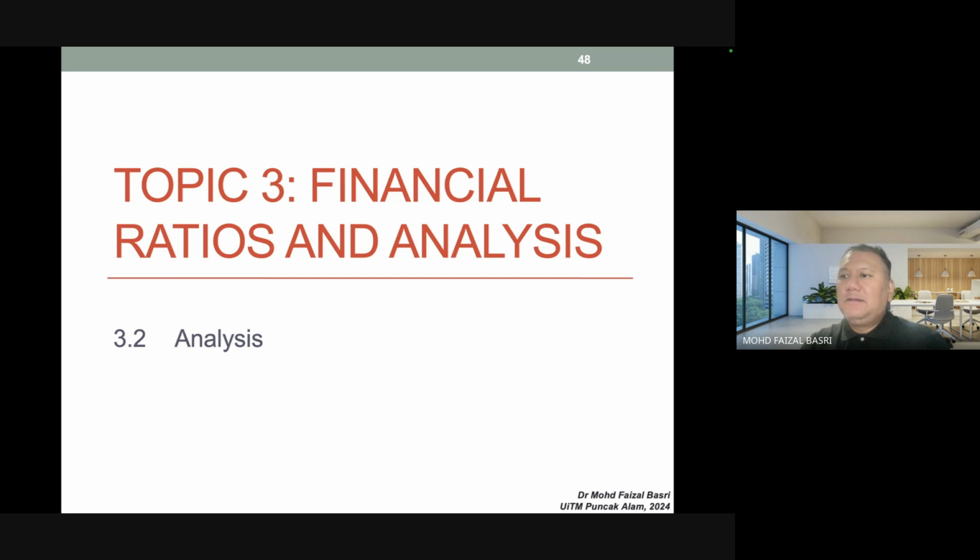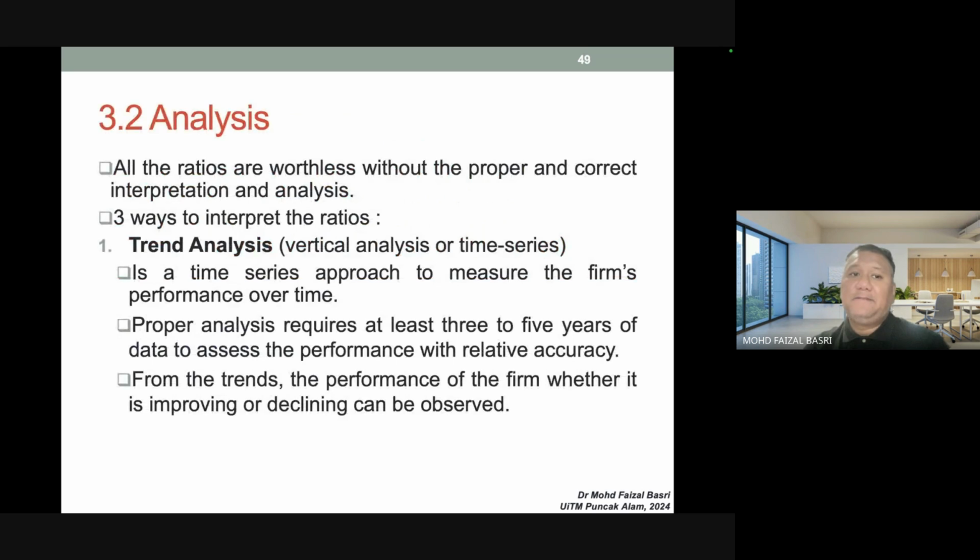Right. Before we wrap up topic 3, for analysis type, I'll tell you there are 3 types. We have the trend analysis, whereby we measure based on time series. Sometimes it's called vertical. So vertical is straight like this, and this one is horizontal. So it's a time series approach to measure the firm performance over time.